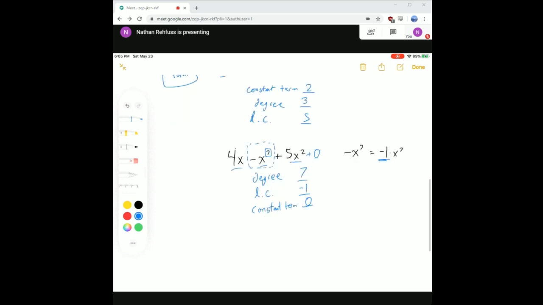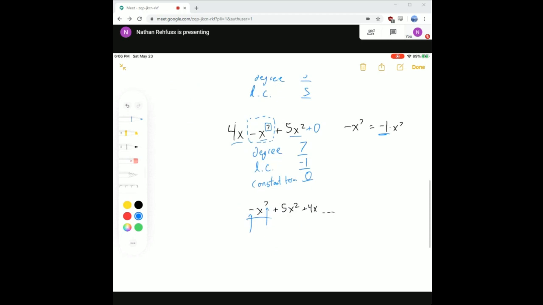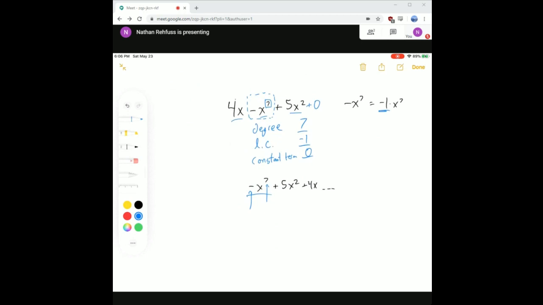It'd be easier if we put it in standard form and wrote it as negative x to the 7th plus 5x squared plus 4x. That's a nicer way to look at it. Now you can see there's no constant term, so it must be 0. And the leading term is out front where it belongs, so the degree is 7. And the leading coefficient is -1, right here. In standard form, it's a lot easier to work with, but you won't always be given standard form, so you have to be aware.